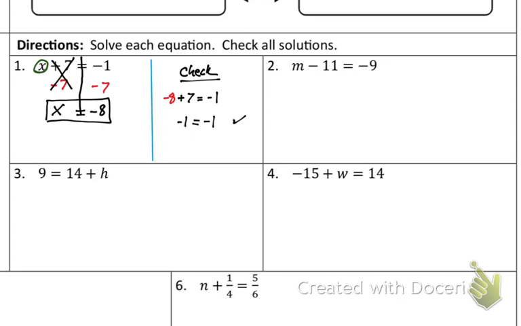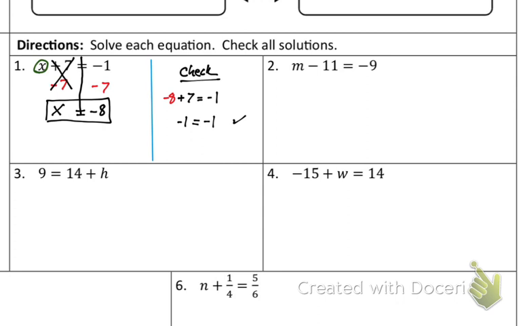All right, so our job, once again, we locate the variable. We see what's being done to it. We undo it to move it to the other side. We're basically taking everything and moving it away from the variable. All right, our next variable's m. What's being done to the m?